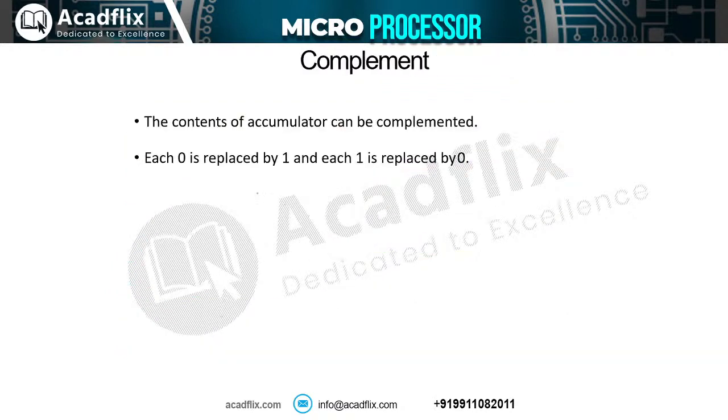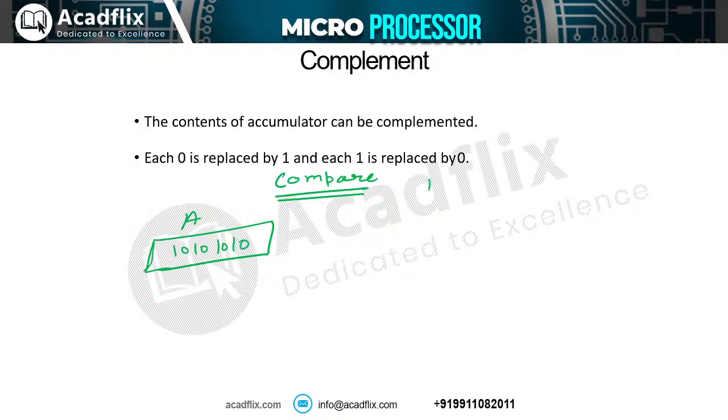So what is the meaning of comparison? A compare instruction is nothing but simply comparing the values of 2 registers. For example, by default one register will be the accumulator register. Let us say in the accumulator register you have some value like this. In the register B you have some value like this, 1 0 1 0 1 0 1 0. What compare instruction will do is when you say CMP B, this means compare accumulator with B. Okay, compare accumulator and B.